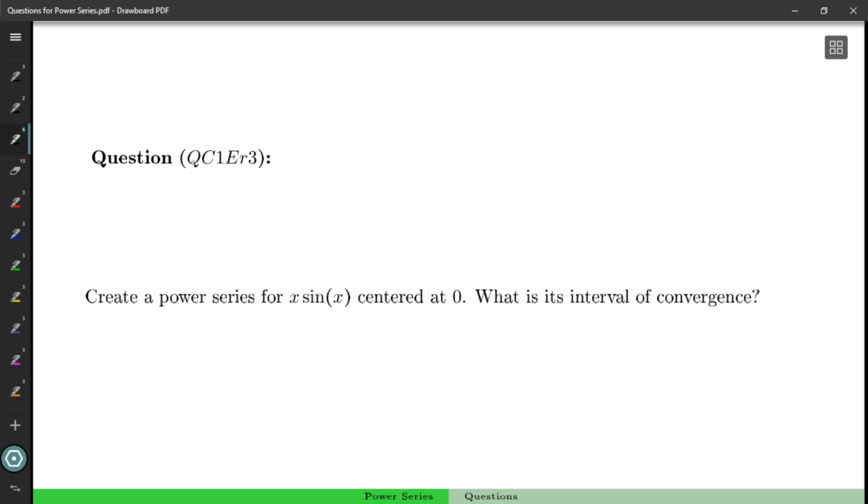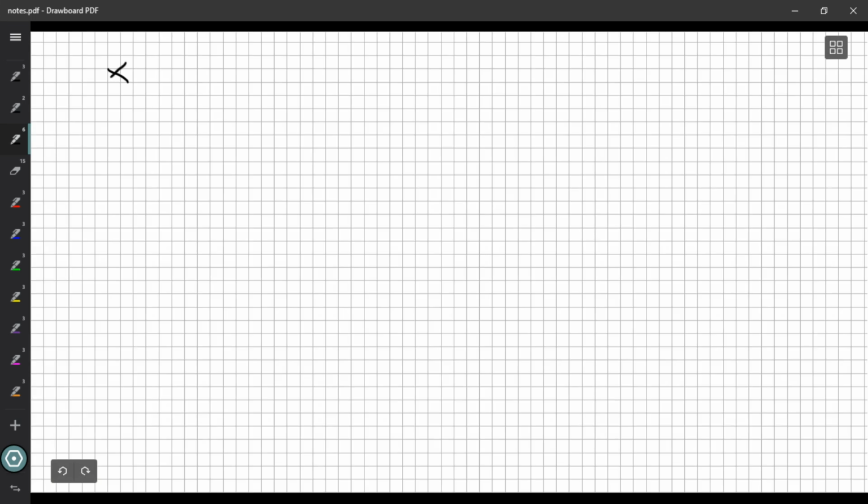Create a power series for x sine x centered at 0. And what is its interval of convergence? Now I notice I've got a product here, x, which is a polynomial, and polynomials are their own power series. Okay, their power series we studied long before we knew what a power series was.